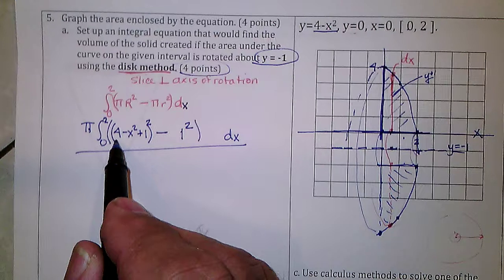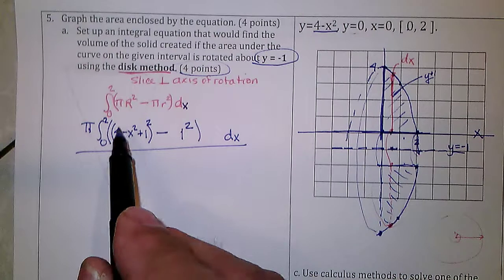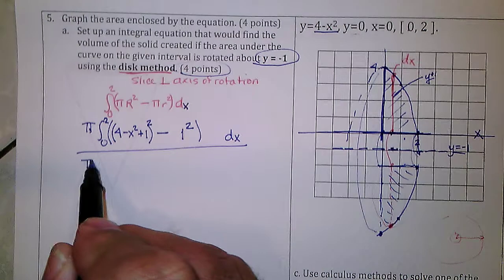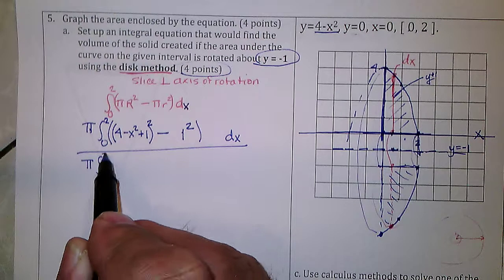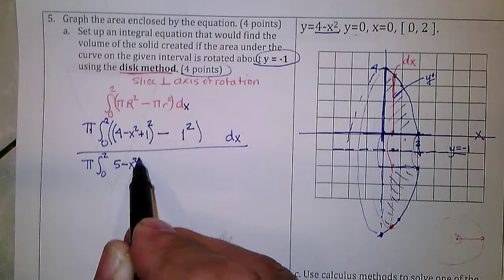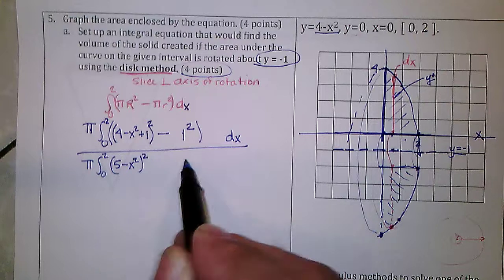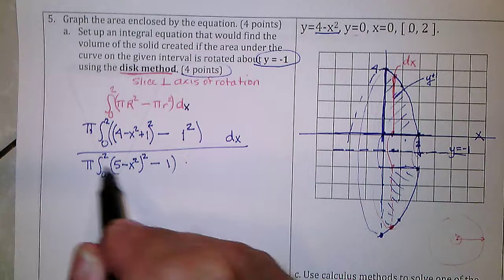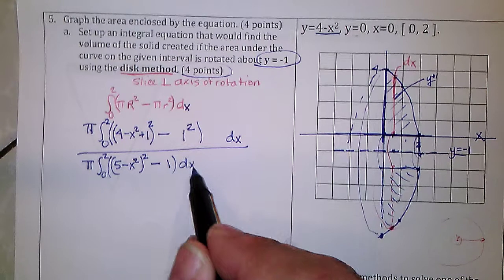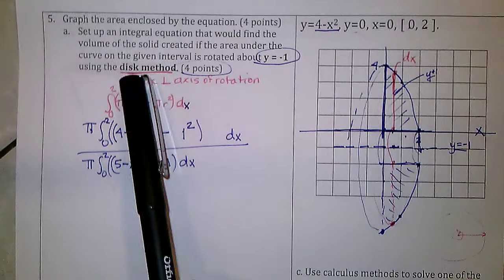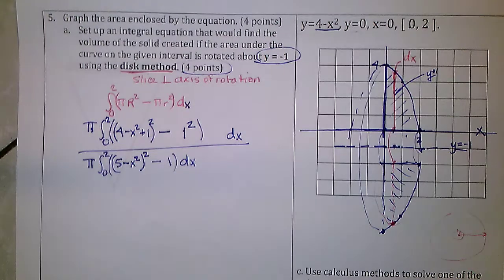Now some of you clean this up a little bit. You said 4 plus 1 is 5 minus x squared. So you said pi integral 0 to 2 of 5 minus x squared, quantity squared, minus 1 squared, which is 1. So that's the setup for the disk method, a slice perpendicular to the axis. Okay?